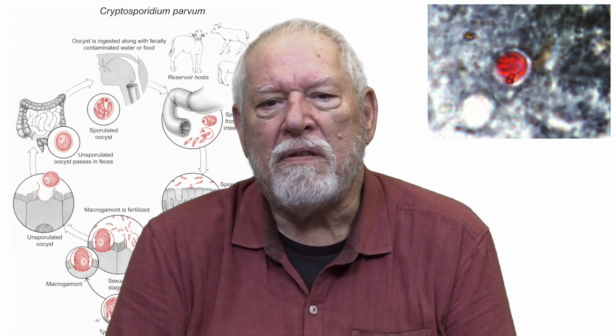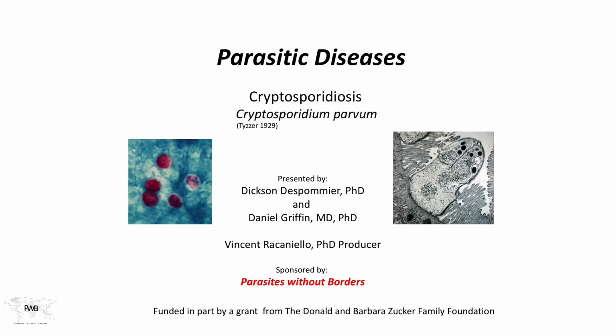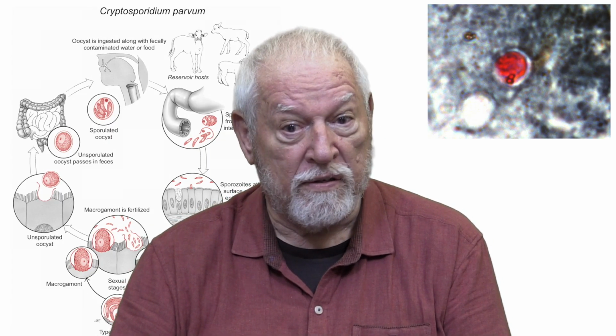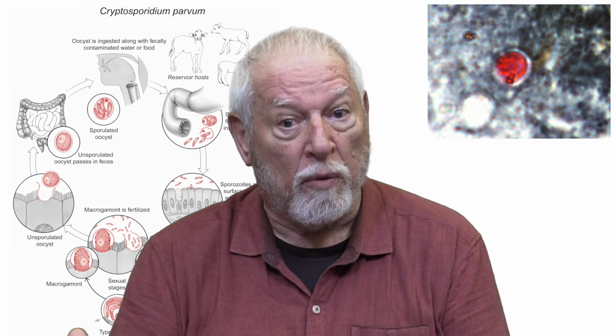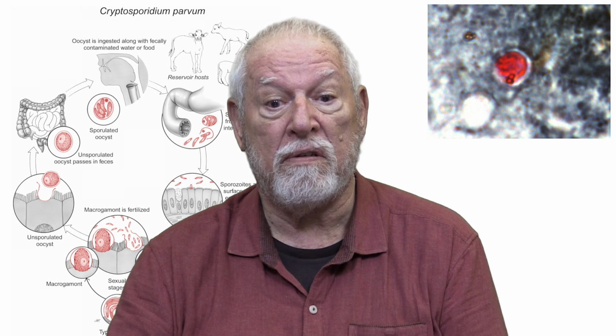Welcome to Parasitic Diseases. Today we're going to discuss Cryptosporidiosis. It's a disease caused by Cryptosporidium parvum, which is an apicomplexan organism. That is to say that it's related to the malarial parasites that we discussed in the last episode of Parasitic Diseases.